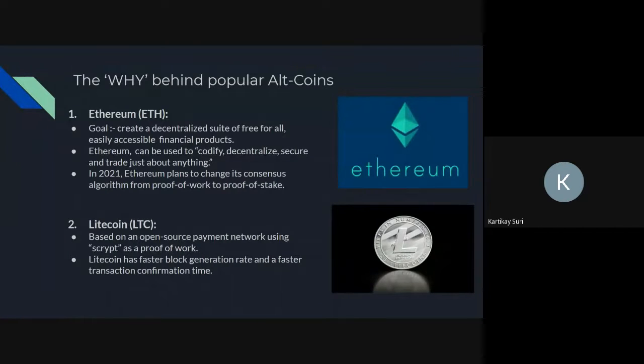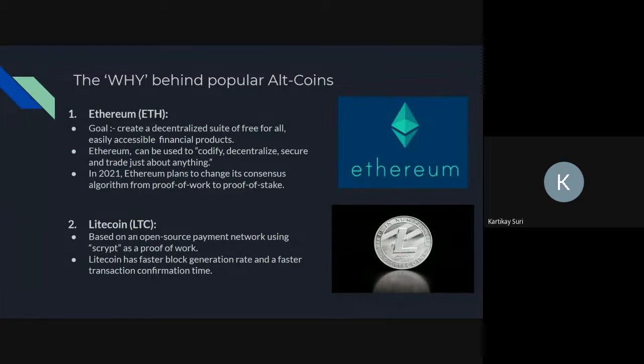Number one, we have Ethereum. So the goal of Ethereum was to create a decentralized suite of financial products that anyone in the world can freely access, regardless of their nationality, ethnicity, or faith. According to Ethereum, it can be used to codify, decentralize, secure, and trade just about anything. Now, in 2021, Ethereum does plan to change its consensus algorithm from proof of work to proof of stake. This move will allow Ethereum's network to run itself with far less energy and improve transaction speed.